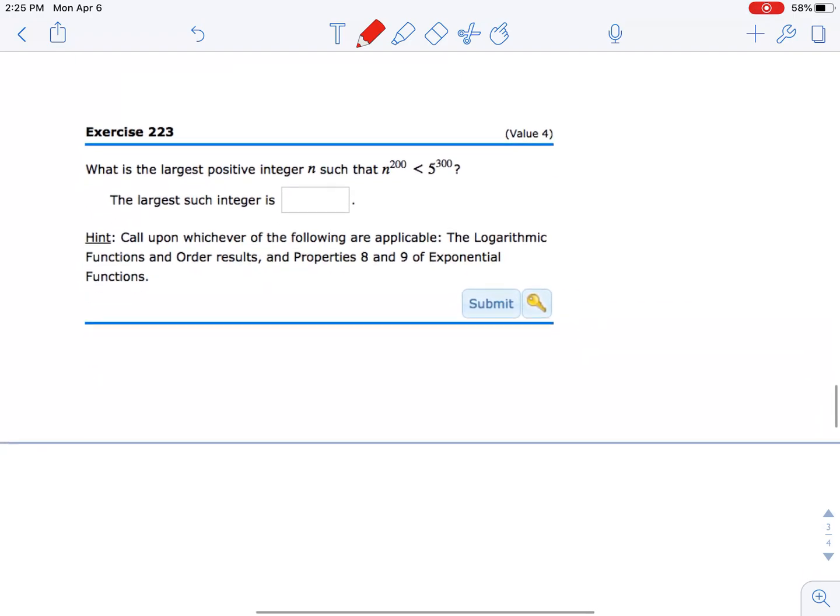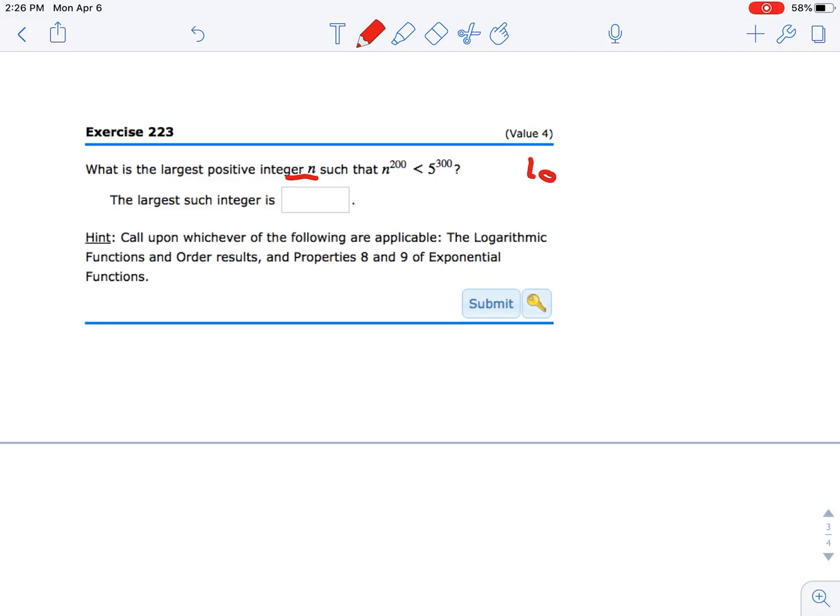Hopefully you see that. And as you go to do exercise 223, I'll go ahead and talk you through this one here. As you do this problem, it says, what's the largest positive integer n such that n to the power 200 is still less than 5 to the 300th? No, don't try using a calculator. That's crazy. You'll get something nutty.